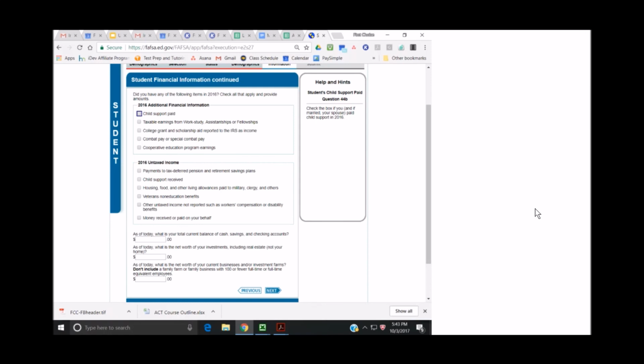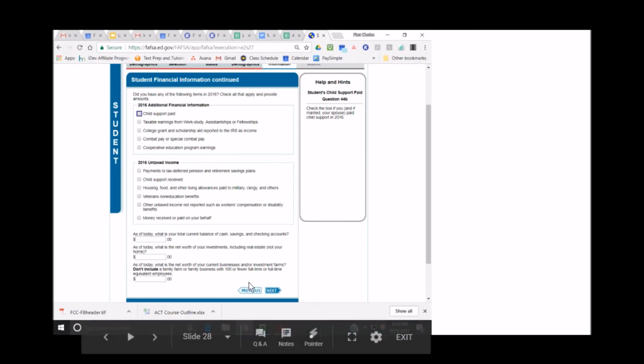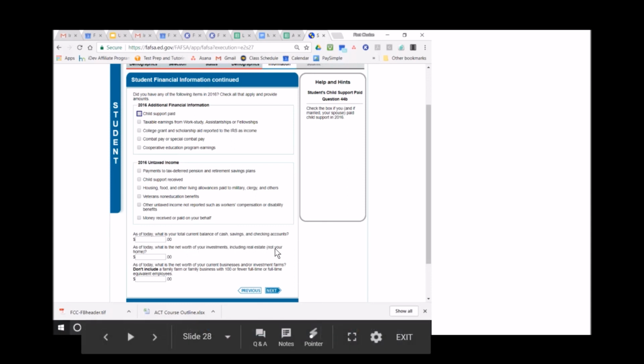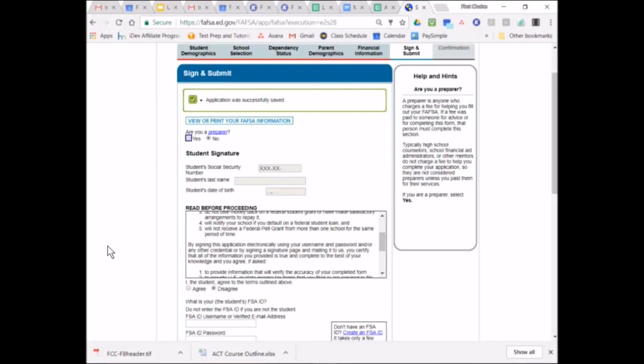So then next, they'll ask for this untaxed information for the student. And here you can see the asset questions, and these are the student assets. Total current balance of cash savings and checking, net worth of investments, including any real estate not your primary residence, net worth of current business or investment farms, don't include family farm or family business with 100 or fewer full-time or full-time equivalent employees. Okay, so you don't have to put that in. And that's it. You've completed the form.